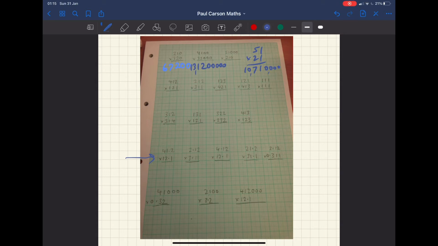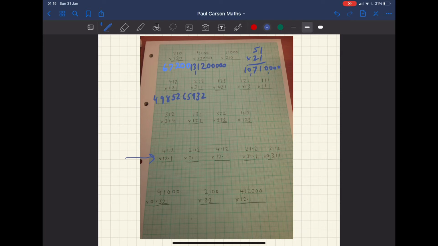So let's start with 412 times 121. So that's 2, 5, 4, 2 and 2, 8 and 1 makes 9, 4 times 1 is 1, 4. 2 times 1 is 2. 1 and 2 make 3. 2 and 6 and 1 makes 9. 2 and 3 make 5. And 2 3s are 6.